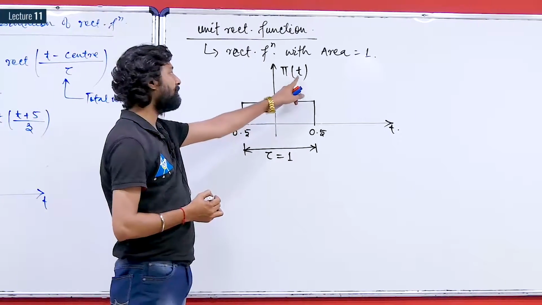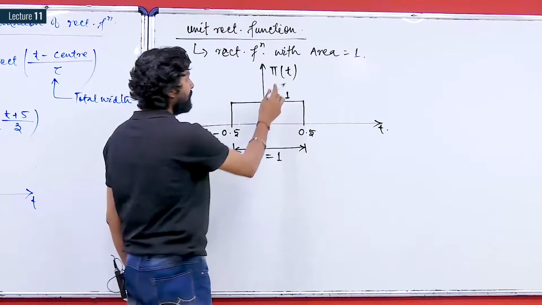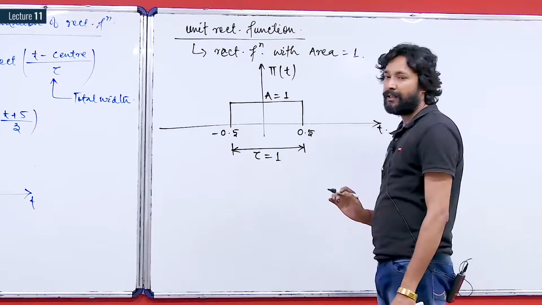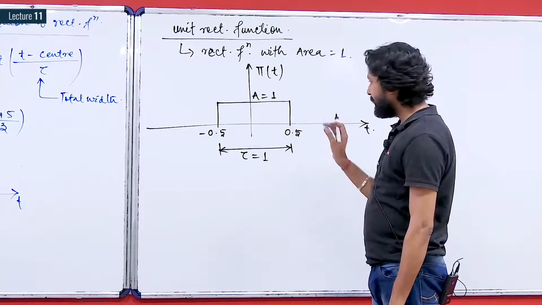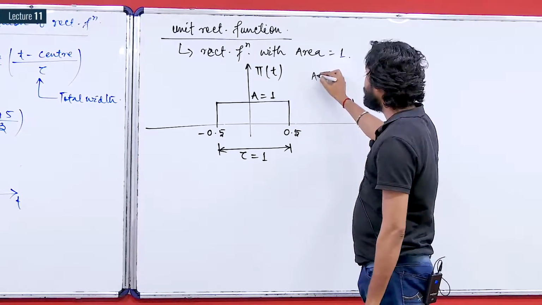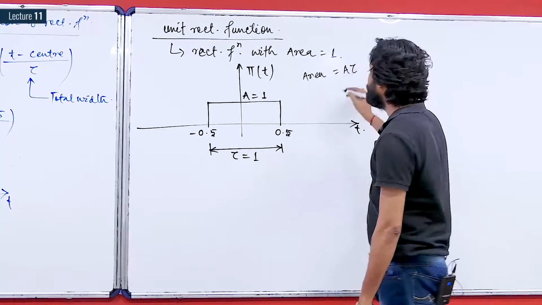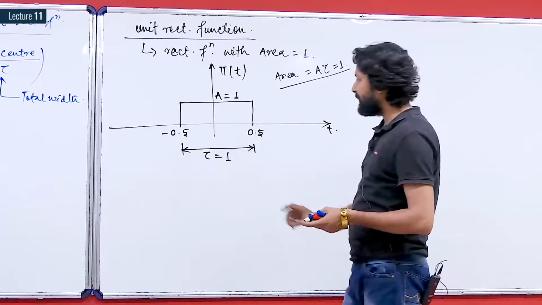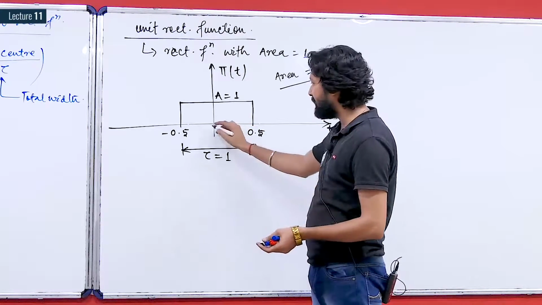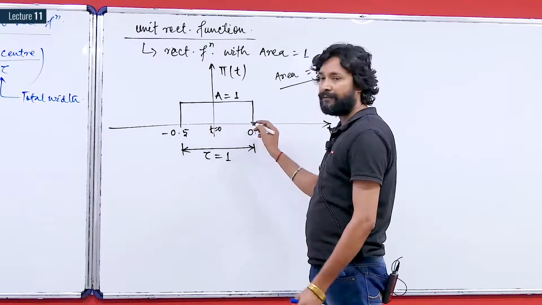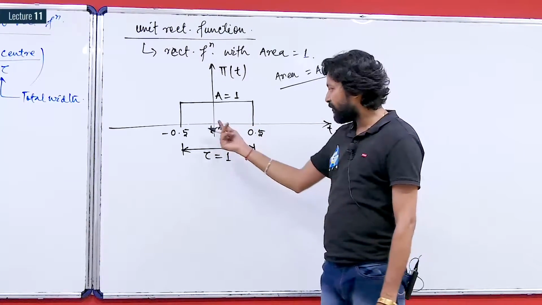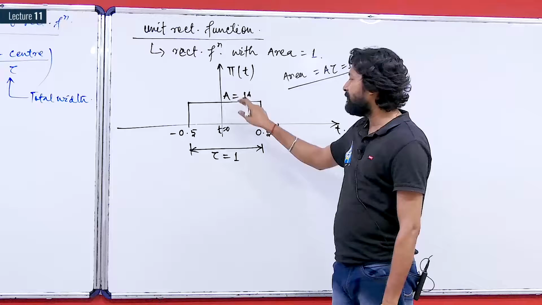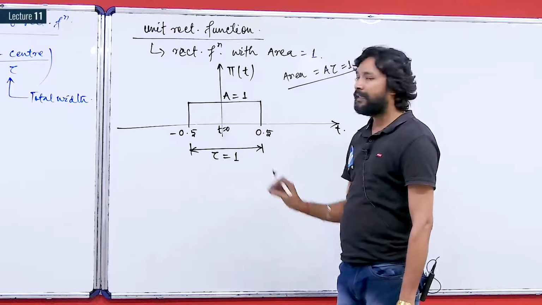It is normally expressed by the representation pi of t, but it is not necessary. So you do not have to remember this representation. Whenever it is given to you, by name it will be a unit rectangular function, or simply it will be plotted like this. Again, the area is a tau, so if a is 1 and tau is 1, then the area is going to be 1. So it is a unit rectangular function centered at t equals 0, that is centered at the origin, having a total width of 1. Therefore, as it is symmetrical about the origin, the width on either side is 0.5, that is tau by 2, and the amplitude value is 1. So it is your unit rectangular function.